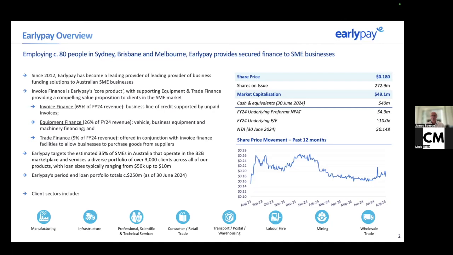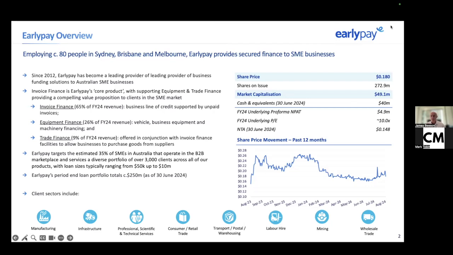We estimate around 35% of SMEs in Australia operate business to business, and that's a key part of invoice financing for us, because it's about raising invoices to other businesses that we fund. We have around 3,000 clients across our equipment finance book and our invoice finance book. At the end of financial year 24, our loan portfolio was around $250 million. And we lend to a range of industries. On the invoice finance side, manufacturing, labour hire, wholesale trade, and also some infrastructure are the biggest industries. On the equipment finance side, it's probably broader. We lend to transport businesses and civil construction, and also a little bit to construction as well.